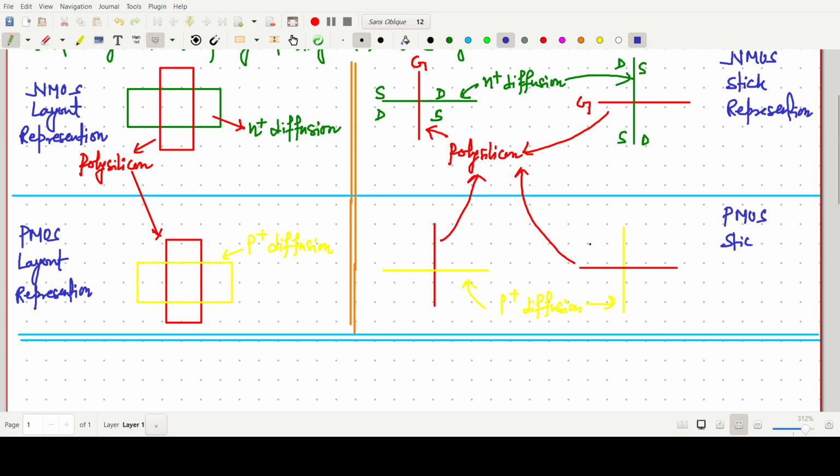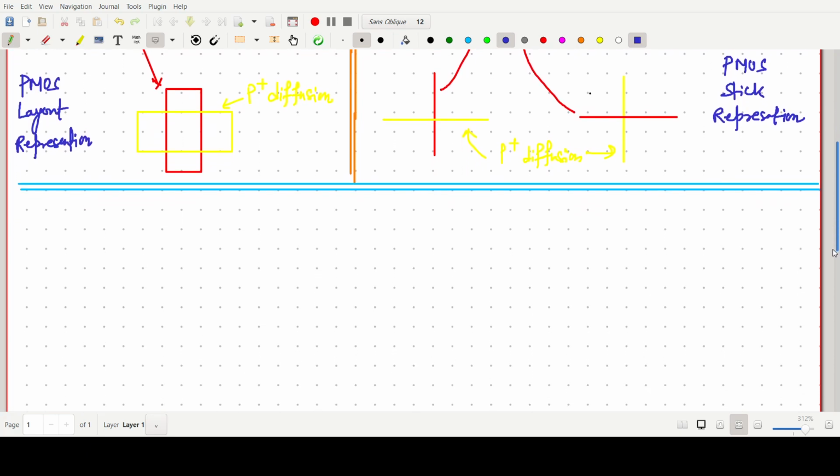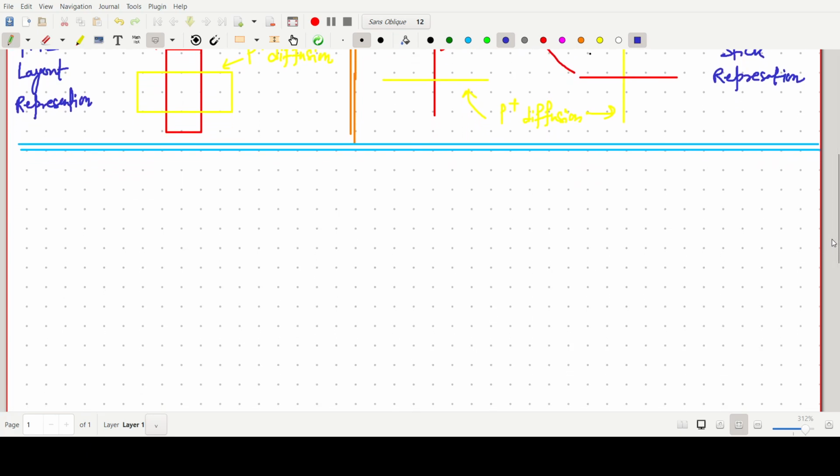Today we will make the stick diagram for the CMOS inverter, but we have to know this basic. So this is the polysilicon and P plus diffusion. Now we have to go for the very fundamental thing, what color represents what information. So stick and layout diagram representation.